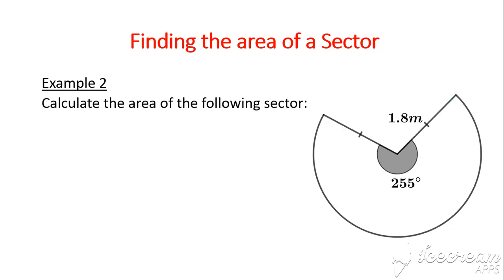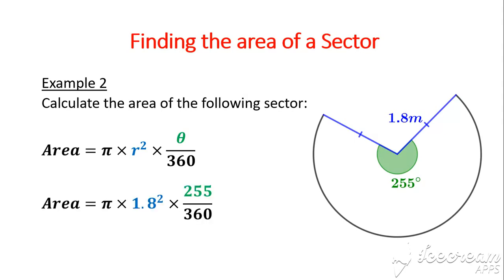Now, here's a second example. Calculate the area of the following sector. So the area is equal to pi times r squared times theta over 360. So r is 1.8 meters, the radius, and theta, the angle, is 255 degrees. So I'm going to go pi times 1.8 squared times 255 over 360.